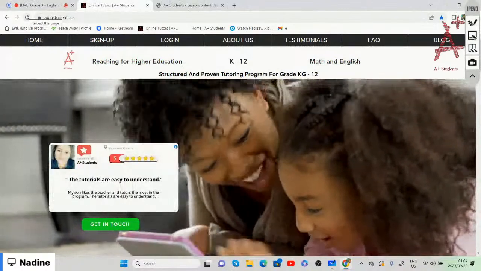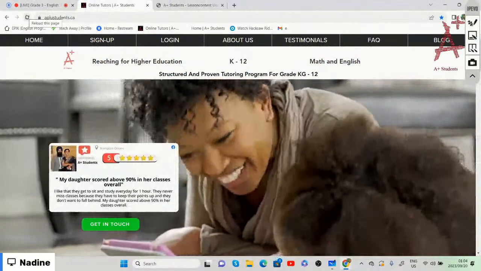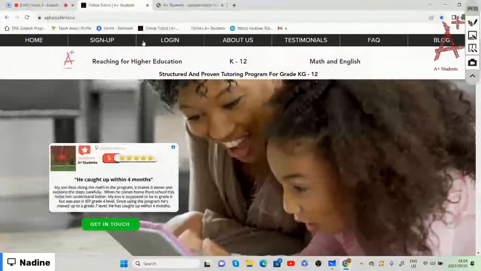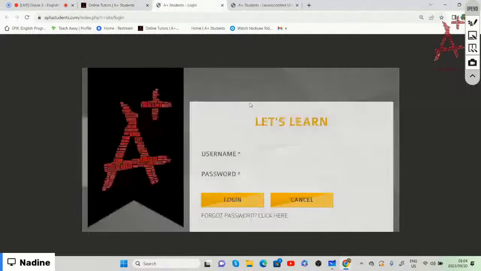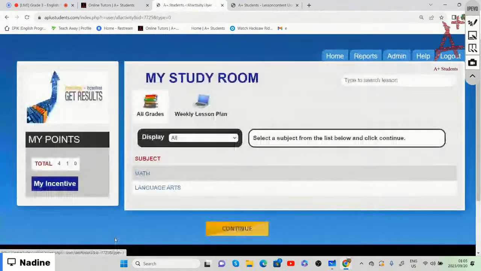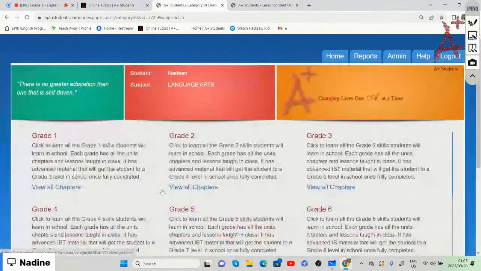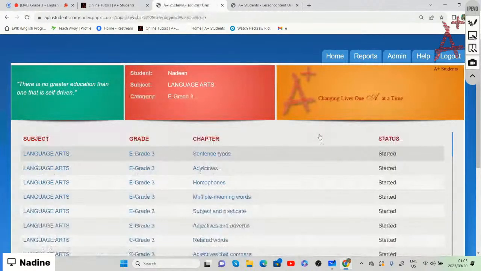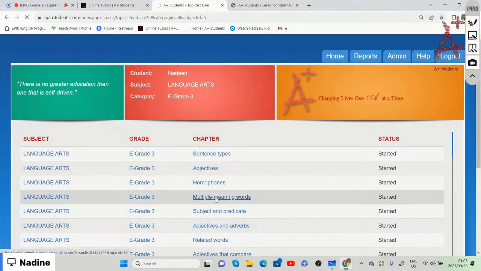So today we are doing our grade 3 English lesson on multiple meaning words. And before we start, we are going to log in to aplusstudents.ca. We're going to log in with our username as well as our password. And we're going to select the subject of language arts, grade 3. All right, so we did homophones on our previous lesson. And now we are going to multiple meaning words. So we're going to select the chapter of multiple meaning words.